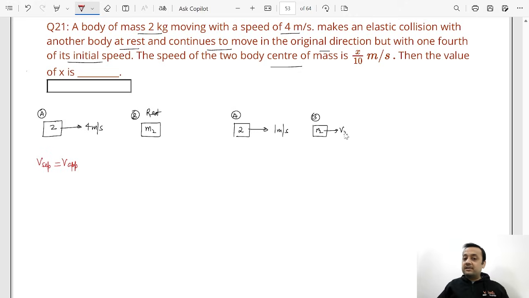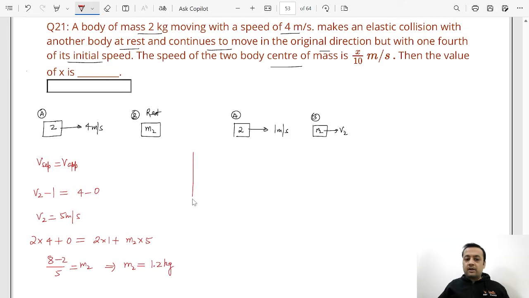So what is the velocity of separation? It is v2 minus 1. This is the velocity of separation, and velocity of approach was 4 minus 0 because m2 was at rest. So clearly v2 becomes 5 meter per second. Now we can conserve the linear momentum. So 2 into 4 plus m2 into 0 equals 2 into 1 plus m2 into v2. With v2 as 5, m2 into 5 is 8 minus 2, so m2 becomes 6 by 5, which is 1.2 kilograms.